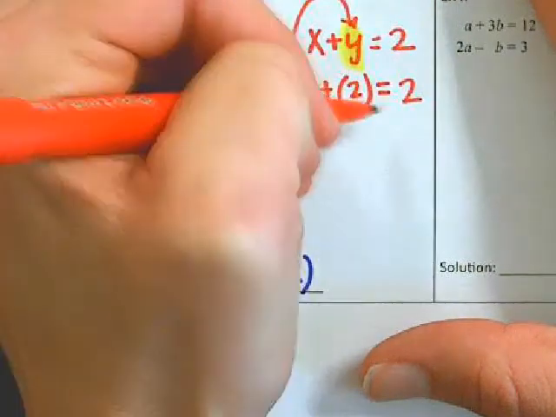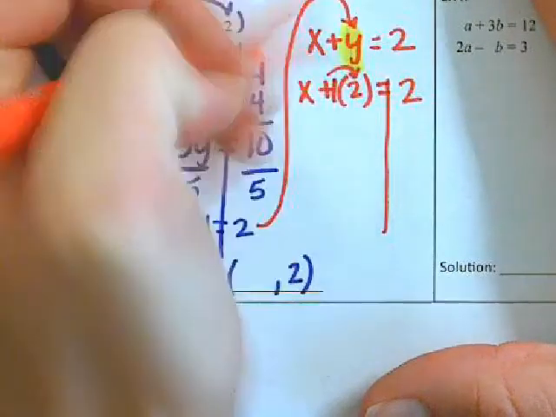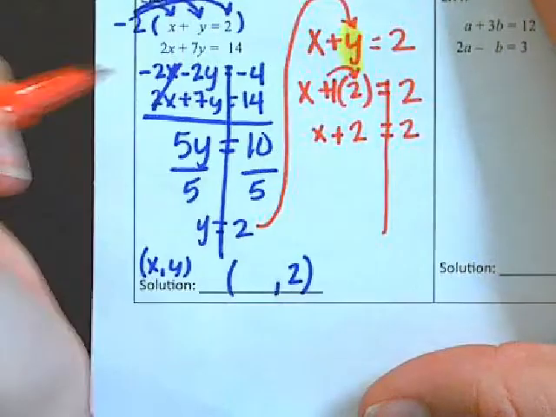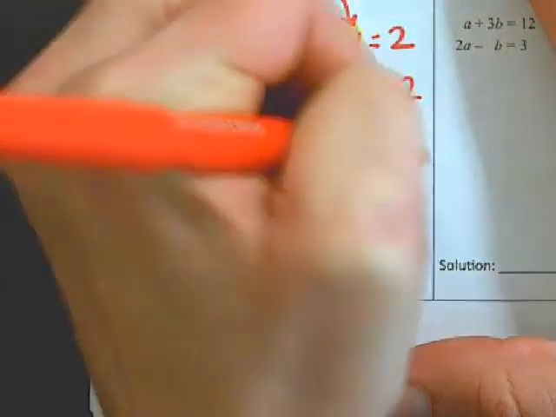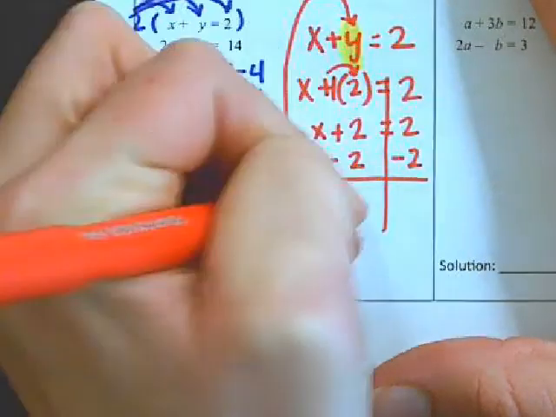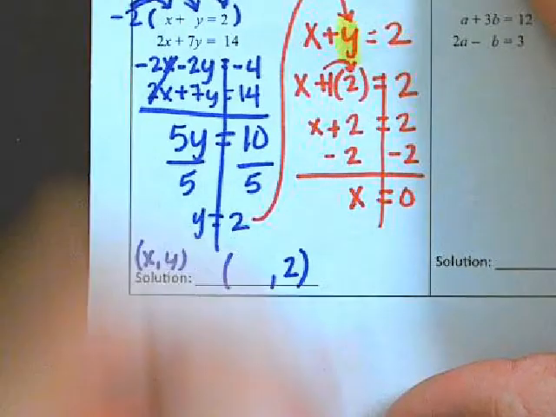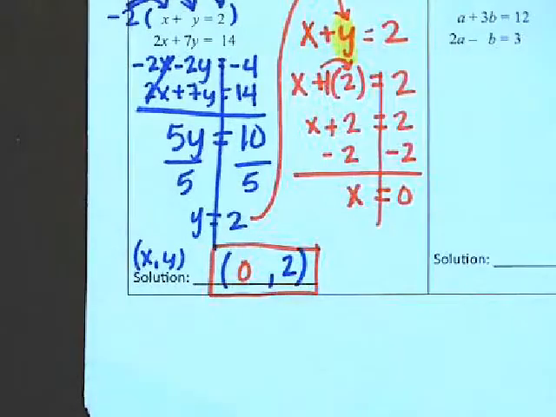All right. Get rid of my parentheses. 1 times 2 is 2. Bring everything down. How do I get x by itself? Minus 2 on each side. What's 2 minus 2? 0. So my x number is 0. And there's my ordered pair.